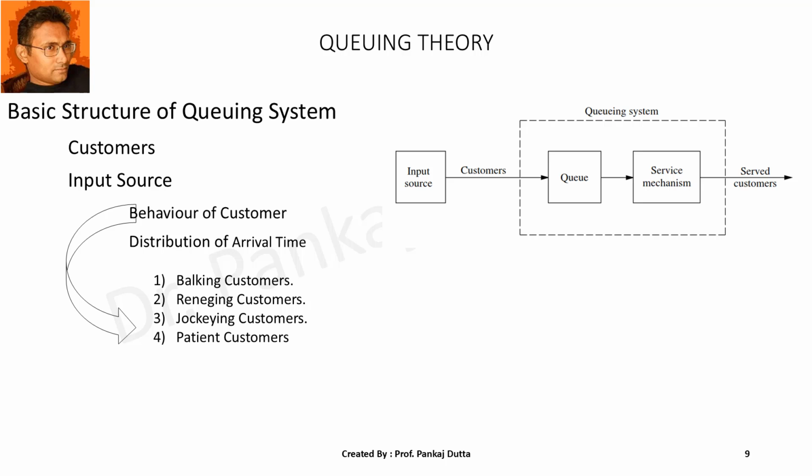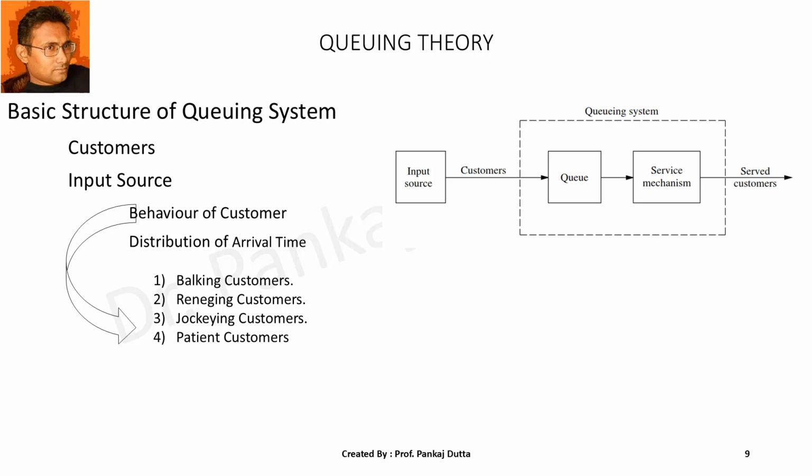In the third category, we have those customers who jump from one queue to another to improve their position and get faster service. This behavior is termed as jockeying. This kind of behavior we can observe in a metro station, toll plaza, and even in a departmental store. As one queue moves faster, people from the other queue jump to that if it helps them improve their position.